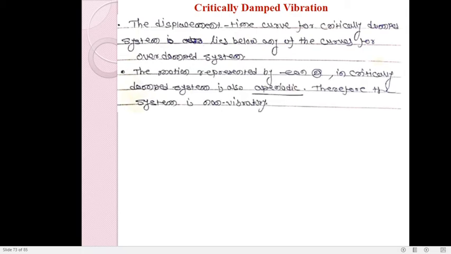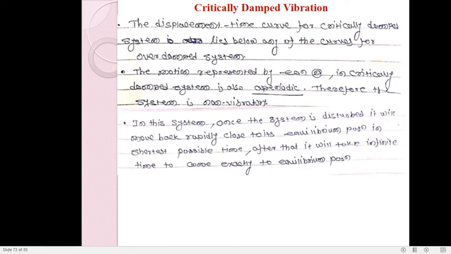The motion represented by equation 2 in a critically damped system is also aperiodic. Why aperiodic? Because the system is not allowed to move in a forward direction after coming to the mean position. So the total displacement of the system is absorbed in a half cycle itself. The motion represented by equation 2, the equation for x that we have seen in the previous slide, is also aperiodic. The system is non-vibratory; it is not vibrating further.